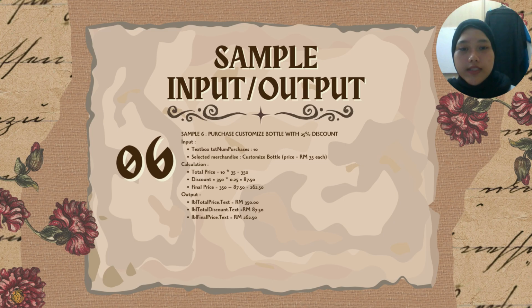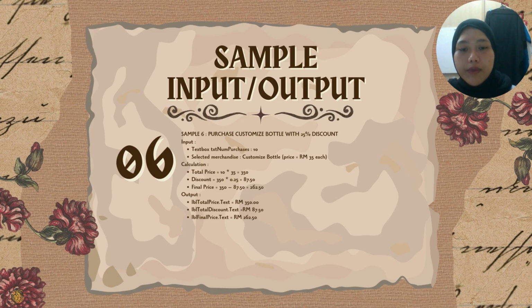Now we go to the last sample input or output for form 2, which is if the customer purchases a selected merchandise. In this case, the customer selects customized bottle, and the customer gets 25% discount. The input will be in the text box, which is the number of purchases text box will be equal to 10, and the selected merchandise is customized bottle, which is the price is equal to 35 ringgit each. The calculation will be total price equal to 35 times 10 and equal to 350.